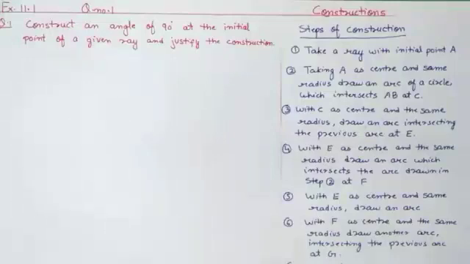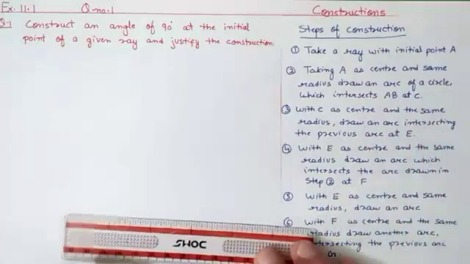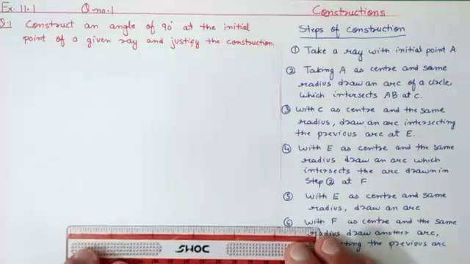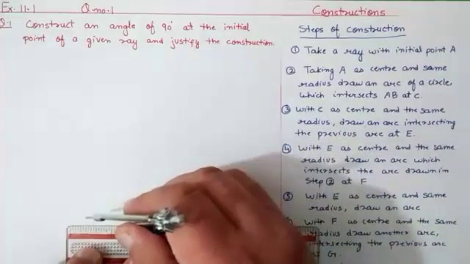How are you all? Today we will study exercise 11.1 of the Construction chapter. The question is: construct an angle of 90 degrees at the initial point of a given ray and justify the construction. So we will start this construction. No need to justify the construction, okay? You just have to draw the construction and write the steps.